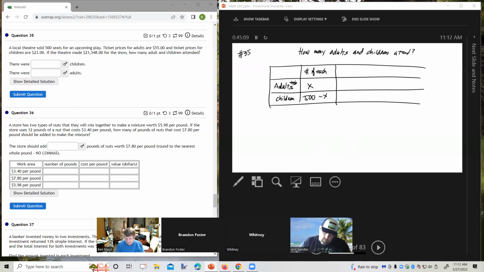You see what I did there? Yes. Okay. The rest of you on board with that? It gets a little tricky at first. So here's 500. This is X. This is 500 minus X. All right.